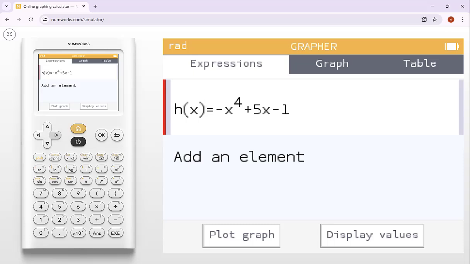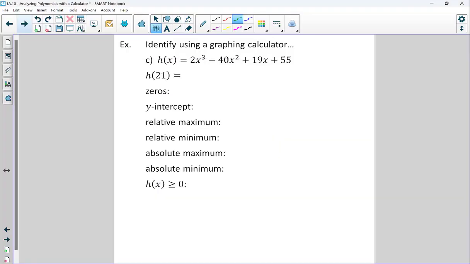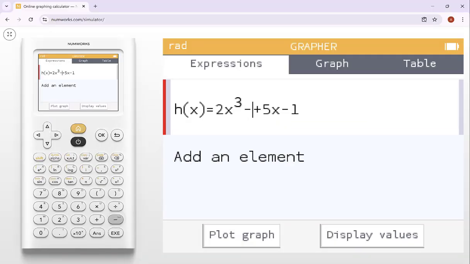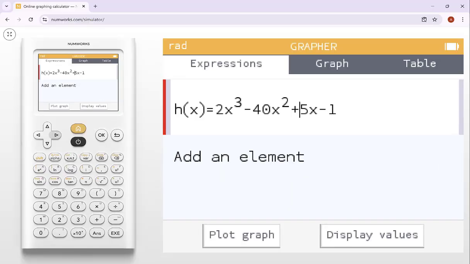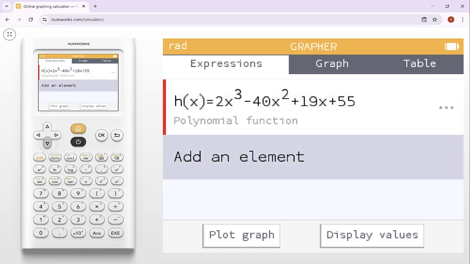I really don't care. So this is 2x cubed, minus 40x squared, plus 19x plus 55. Lock it in. Let's go ahead and graph it.